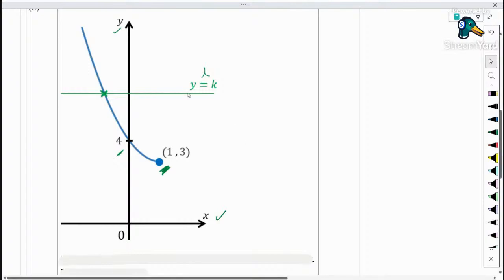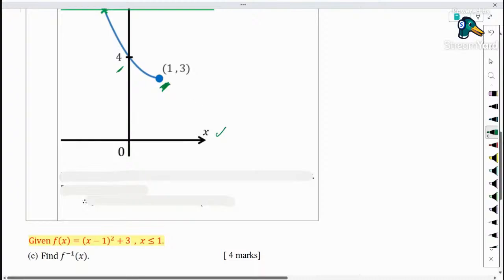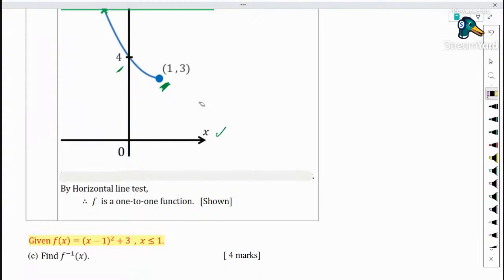Then this line here is trying to show that you don't simply make a conclusion, but you are doing a horizontal line test to get the answer. And your conclusion is that by the horizontal line test, f is a one-to-one function. And if you want to have further reason, what the horizontal line test tells us is we note that the horizontal line y equals k cuts the graph at only one point. So this is the observation and also the reasoning for one-to-one functions.